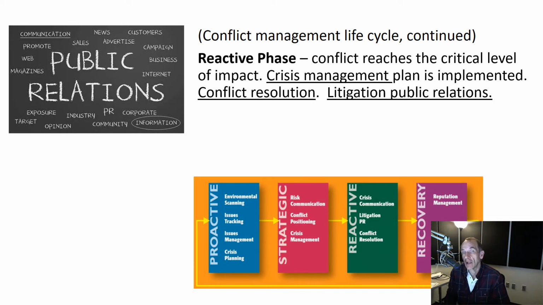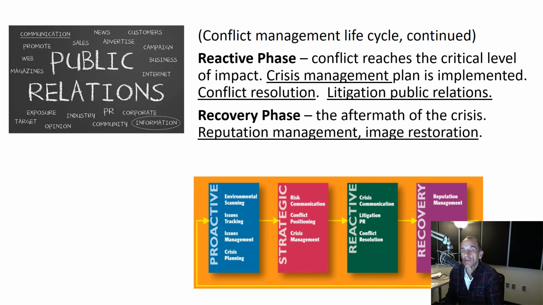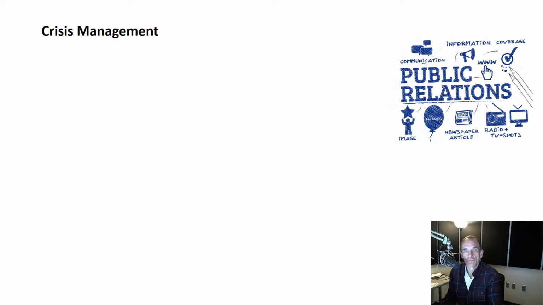And we saw that contingency curriculum in the previous outline in the previous video. That would be on one far end of the scale if we go to court. And then the recovery phase is the aftermath of the crisis. We get into reputation management, which we'll be talking about in the next outline in the next video, and image restoration at that point after the conflict is over.